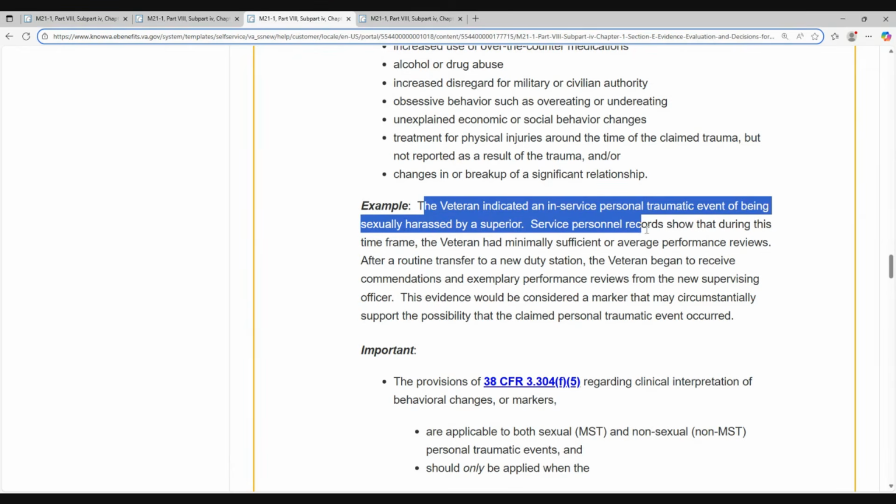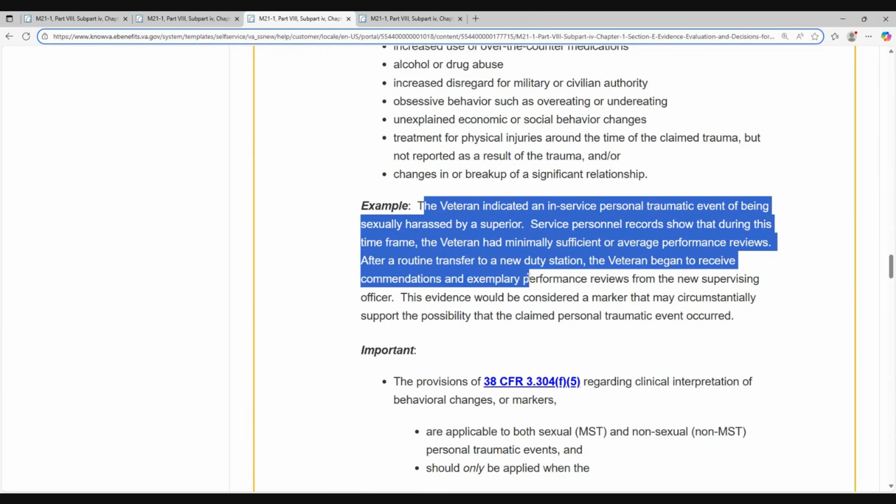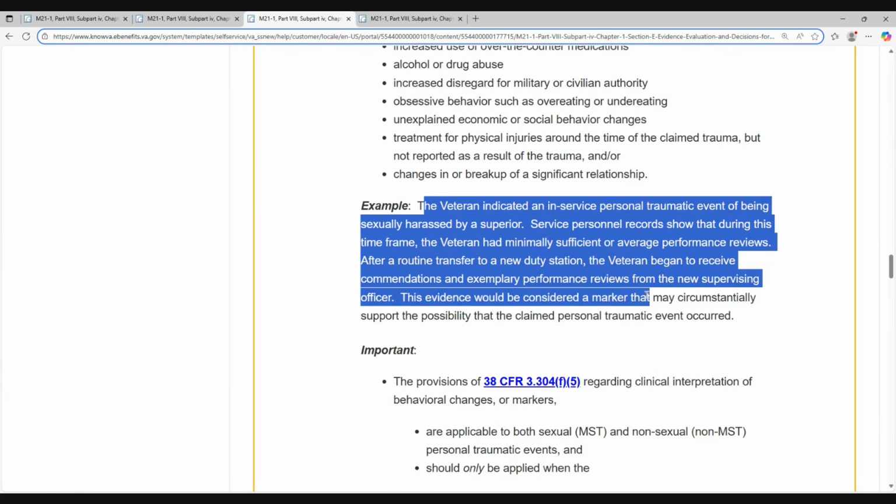Service personnel records show that during this time frame, the veteran had minimally sufficient or average performance reviews. So even performance reviews by your superiors, where your performance changes, can count. After a routine transfer to a new duty station, the veteran began to receive commendations. So your performance improved after leaving the bad situation. That makes sense. That's all that's needed to show to concede a marker in your favor.